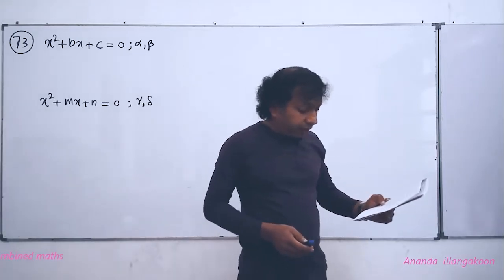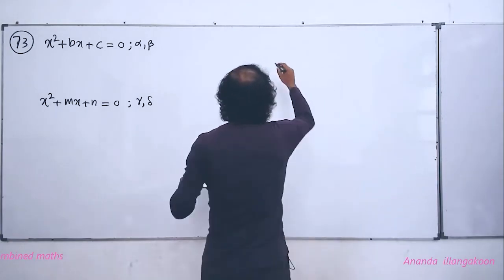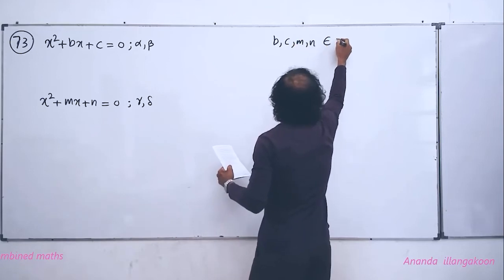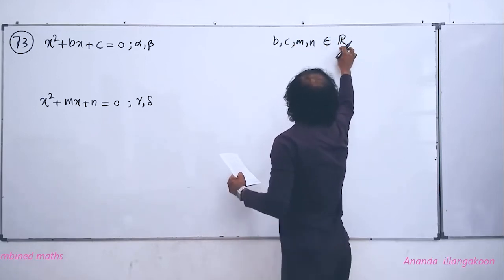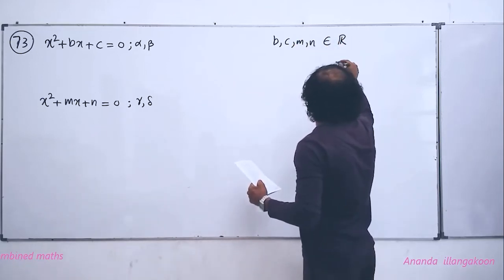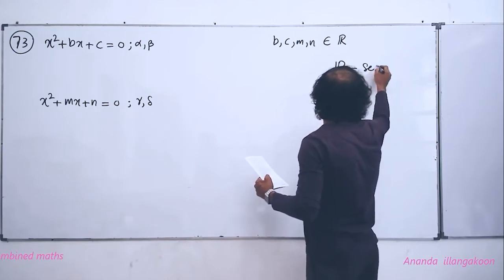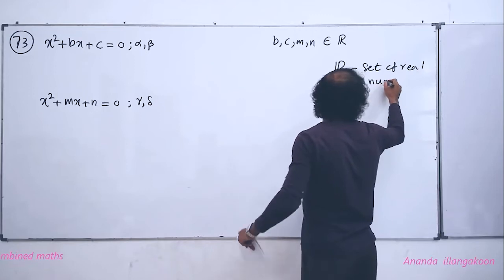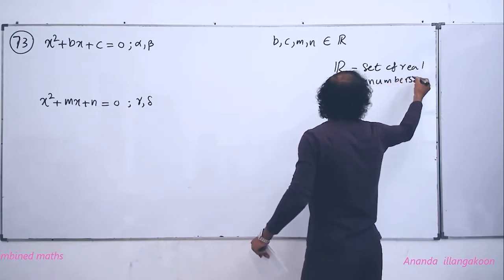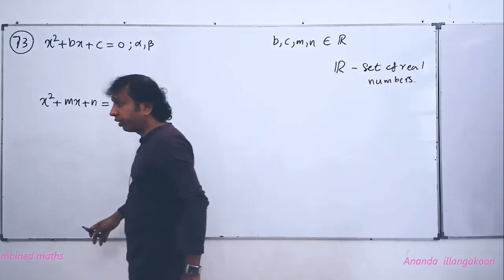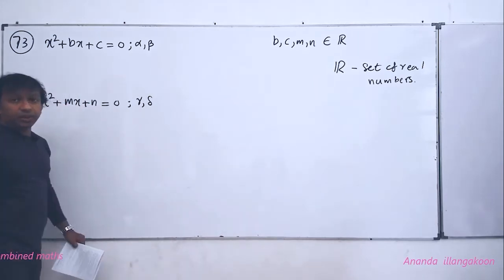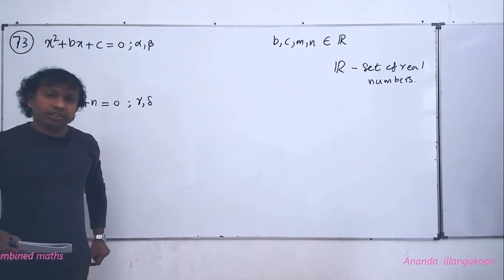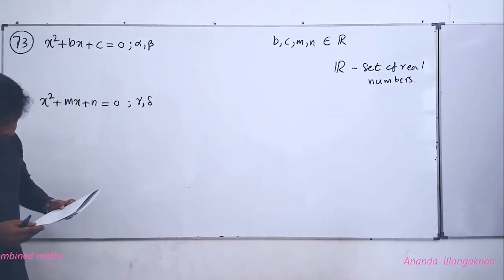Where b, c, m, n, people, belong to this notation R, we write another line here to say the set of real numbers. Set of real numbers means the set containing all real numbers. Then these b, c, m, n are, people, real numbers. That's the meaning. Okay.